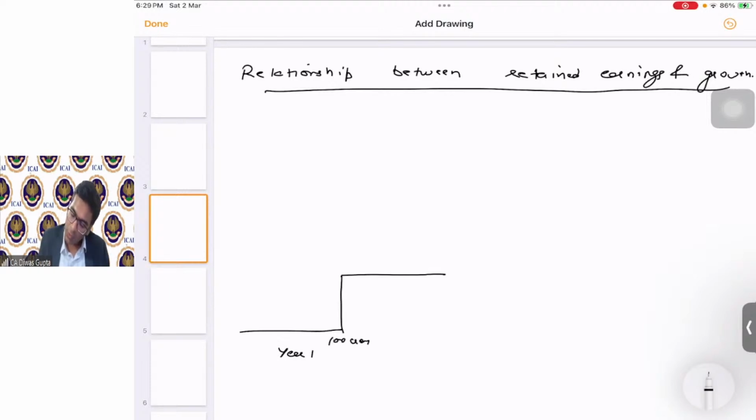Then comes year two, and the company has earned 150 crores of profit. The company is growing. Correct? What will you say after hearing this? That in year one, the company had 100 crores of profit. Year two, it has 150 crore of profit. That means the company is growing by 50%.